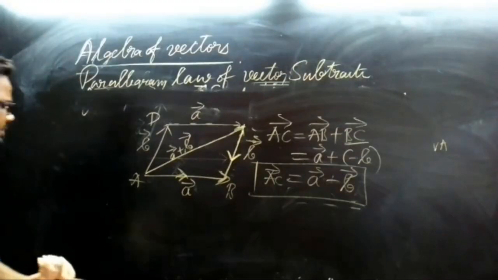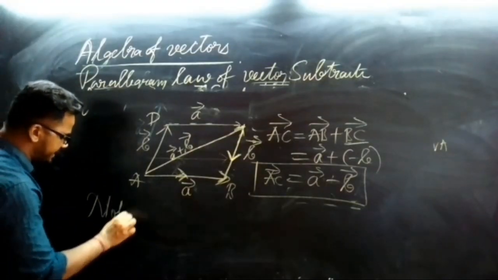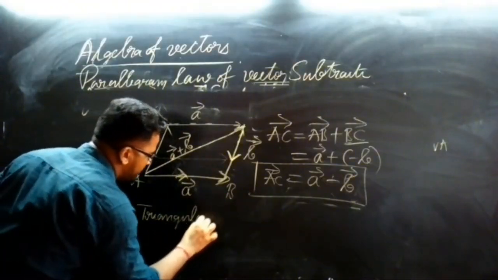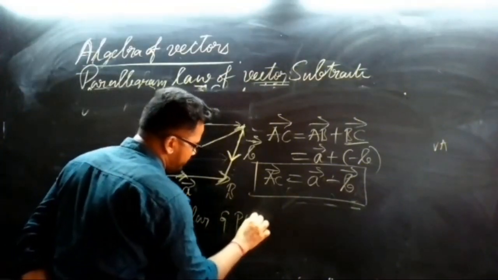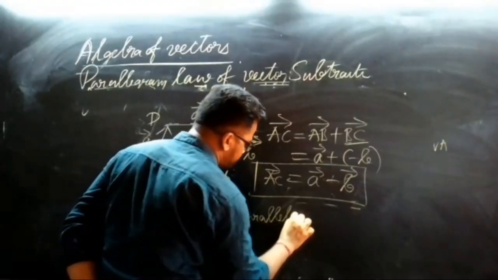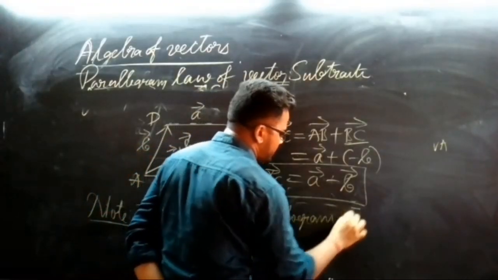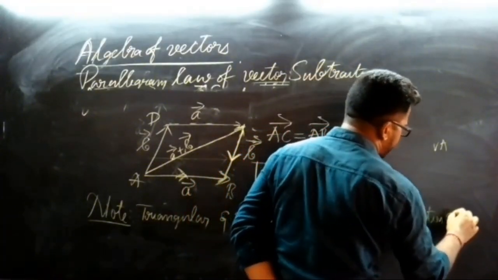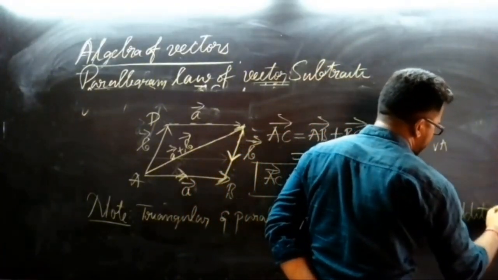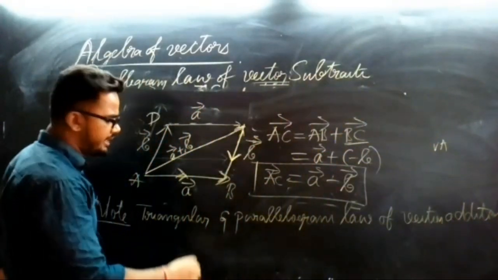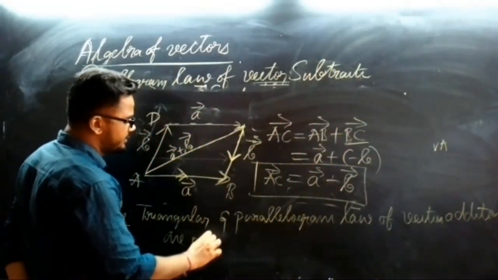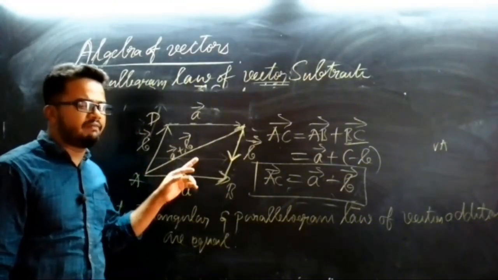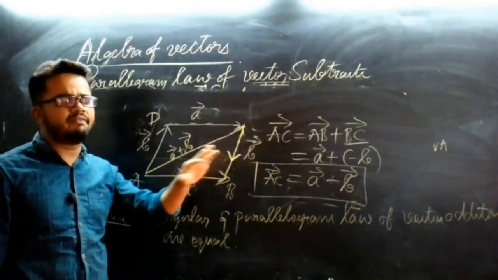One note you take along with this triangular law. That's what I said now. Triangular and parallelogram law of vector addition are equal. One note you take. Nothing different, but if I consider a parallelogram, it forms the diagonal. If I consider a triangle, it forms the third side. That's all.